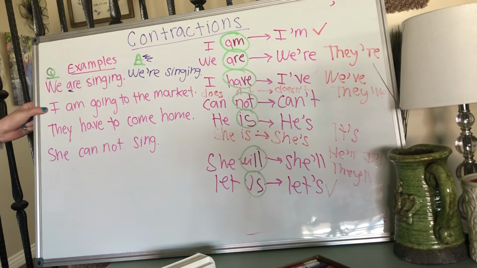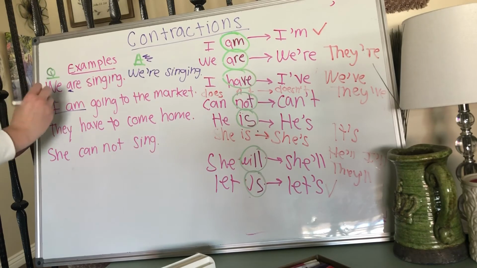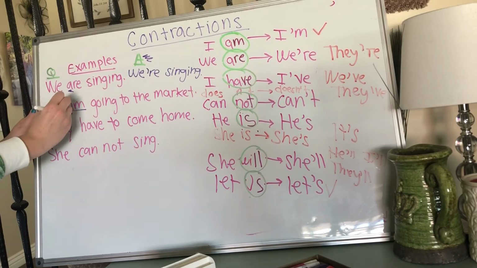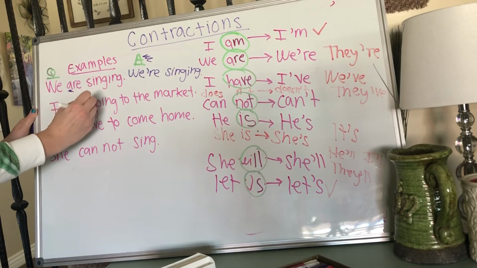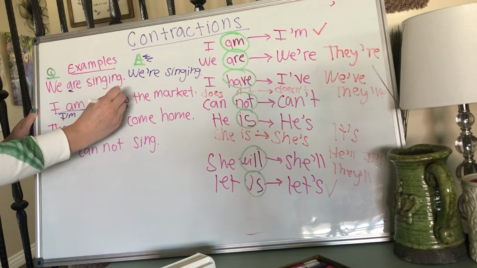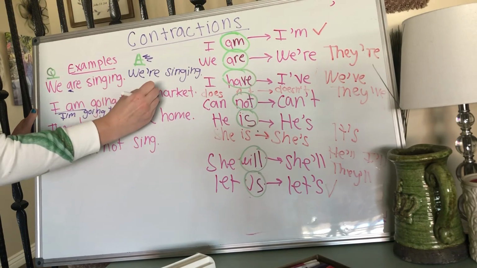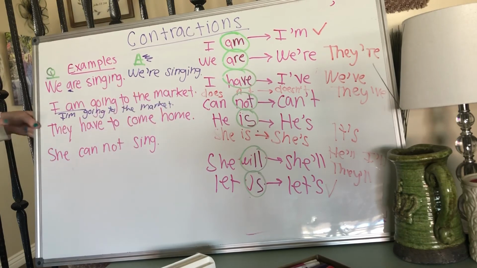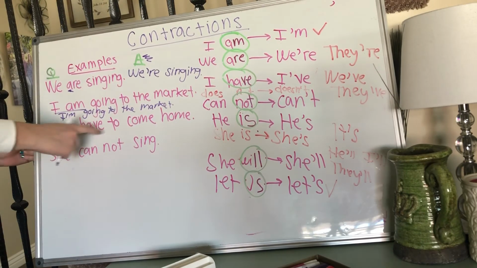Here, let's do another one. I am going to the market. You'd have the students rewrite I and am. We replace the A with an apostrophe to get I'm going to the market. Okay? Another example, you give them this question. They have to come home.